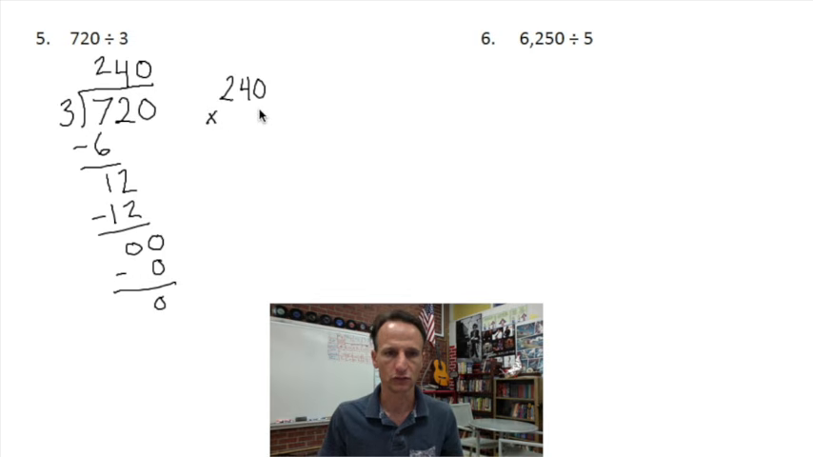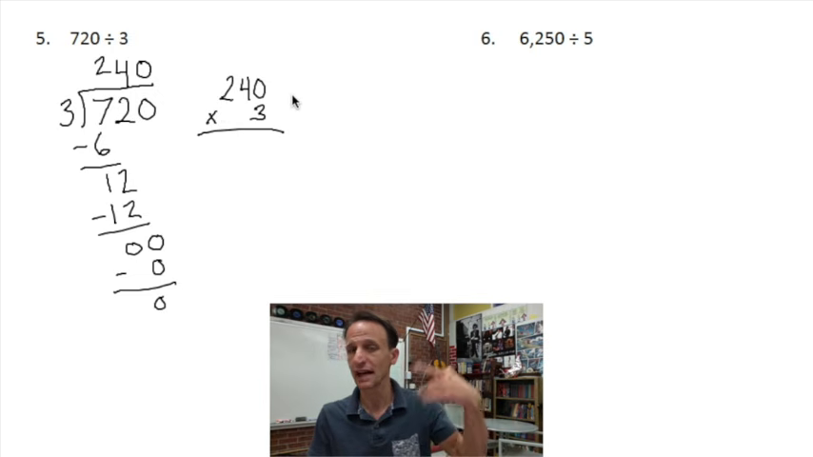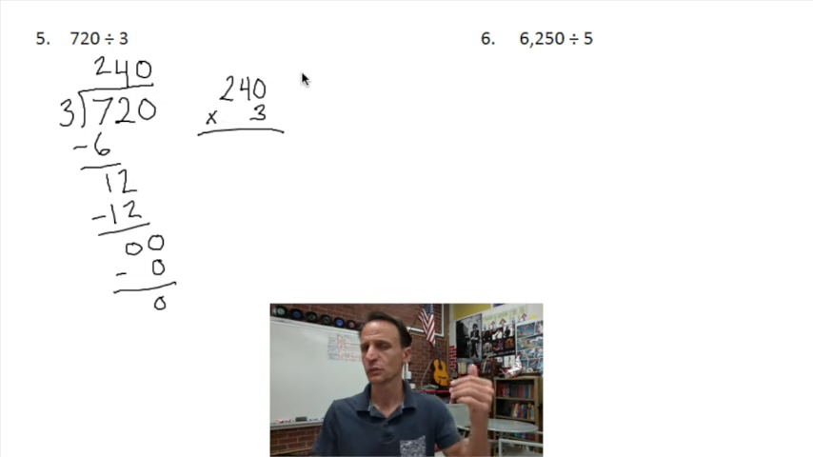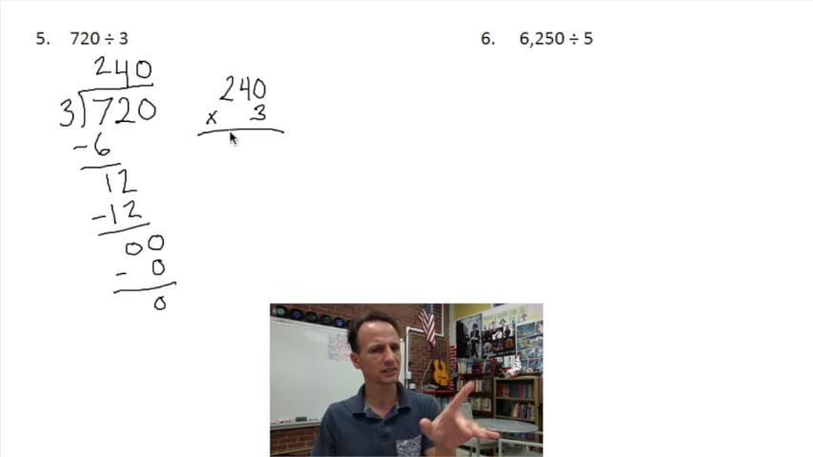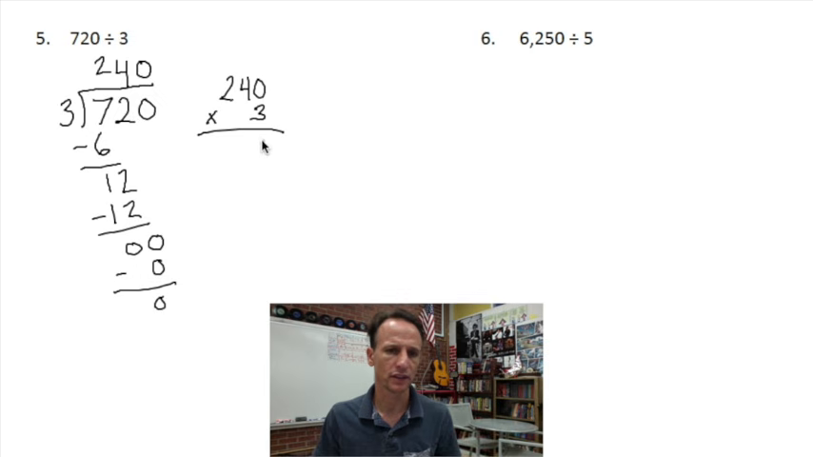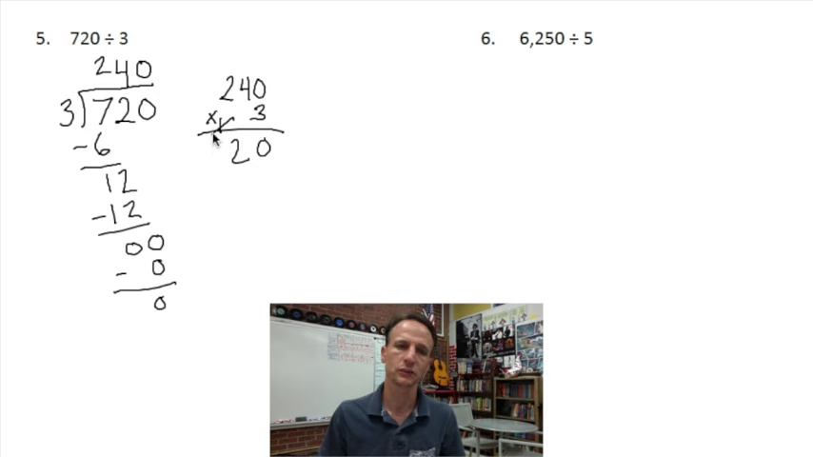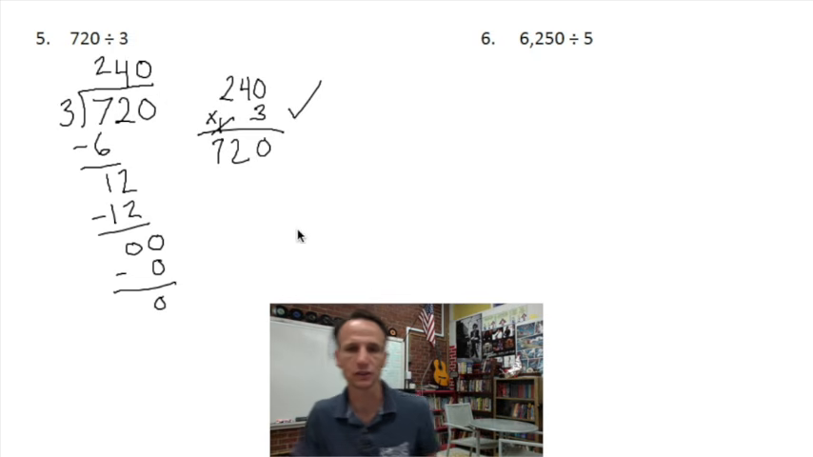So just 240 times 3. And by the way, if you're familiar with hours in a day, 1 day's 24, 2 days 48, 72 hours. You see how there's a connection here? 3 days is 72 hours. You see that? Okay. 3 times 0 is 0. 3 times 4, 12. 3 times 2 plus 1 is 7. 720, as we expected and suspected.